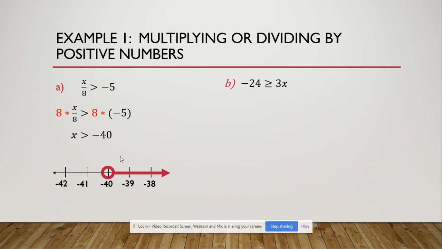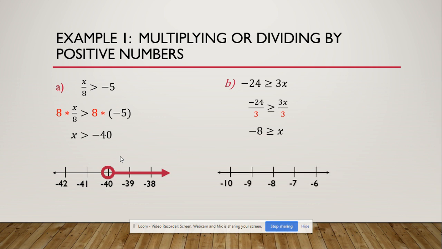Now, with this one, we've got 3 times x. Once again, we're going to use division to undo that multiplication. So we divide both sides by 3, and then -24 divided by 3 is -8. 3x divided by 3 leaves us with 1x. So -8 is greater than or equal to x.